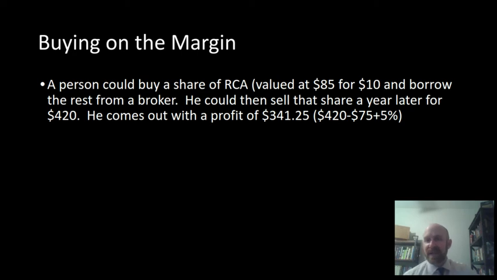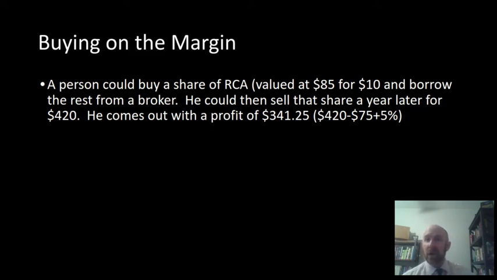Well, here's an example of what buying on the margin is. A company, this is an actual company, RCA. I don't believe it's around anymore. A person could buy a share of RCA, which was worth $85, for $10, and then borrow the rest of that money from a broker. And then a year later, and this is an actual example, you could sell that stock for $420.